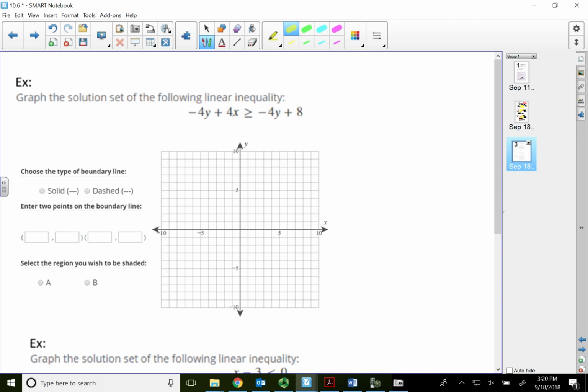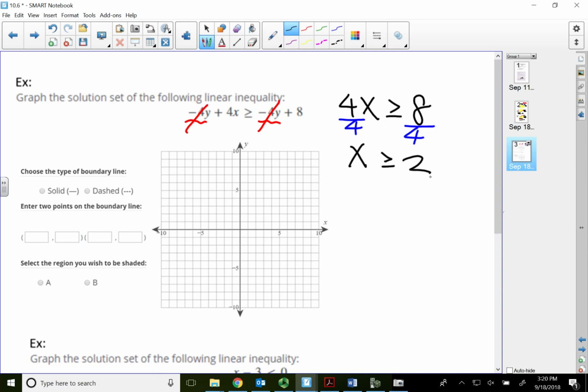Ooh, interesting problem. Do you see a -4y and a -4y on the right and left of the inequality? What happened to them? They automatically cancel out. So that means this equation of the line only contains variable x. So if you only have variable x, that's automatically a vertical line. To get x by itself, just like we've done before, divide both sides by 4. My x is now greater than or equal to 2.